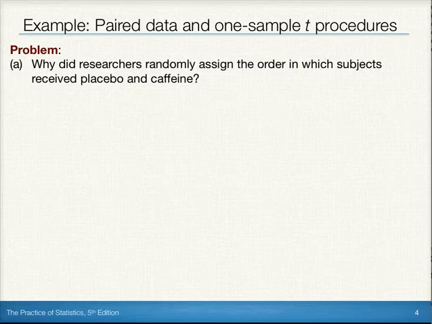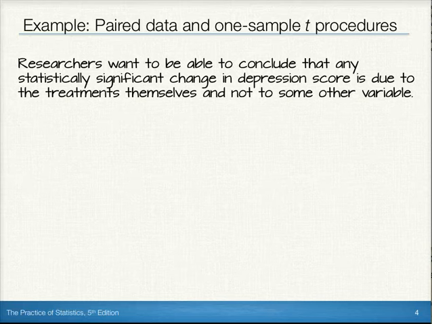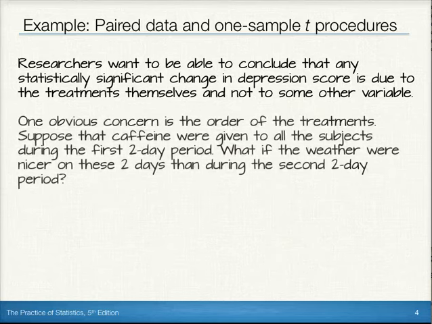Now, why did researchers randomly assign the order in which subjects received the placebo and caffeine? Well, researchers want to be able to conclude that any statistically significant change in depression score is due to the treatments themselves and not to some other variable. One obvious concern is the order of the treatments.